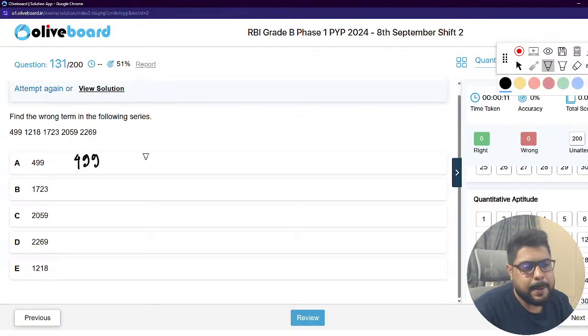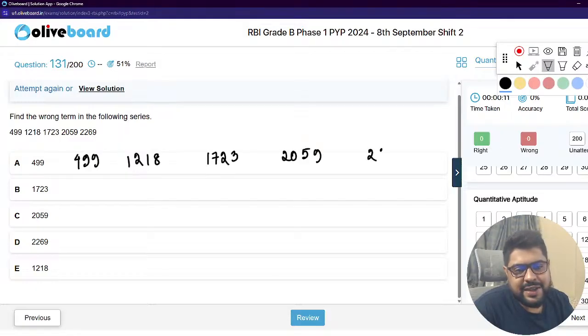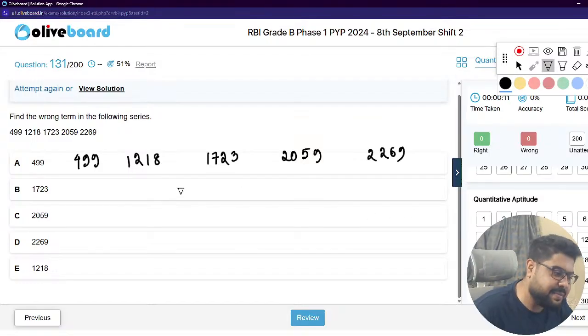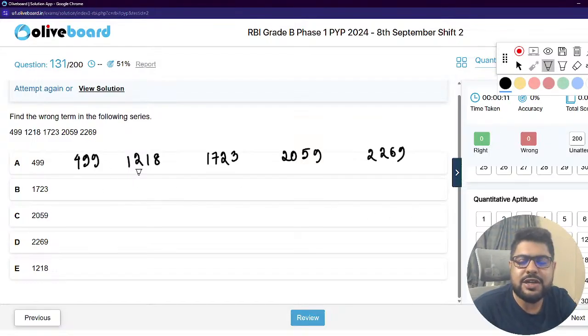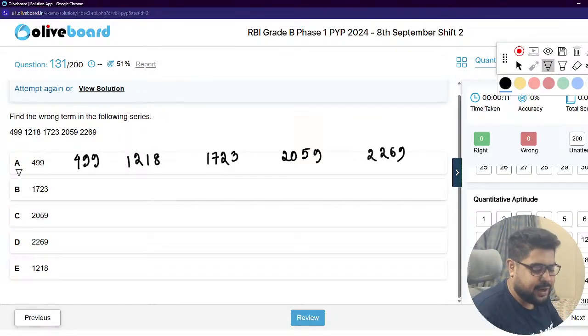499, 1218, 1723, 2059, 2269. Now, sir, the first two terms give us the idea that we should multiply because it's more than twice. But look at the whole, look at all the terms, sir, and tell me what is going on here.